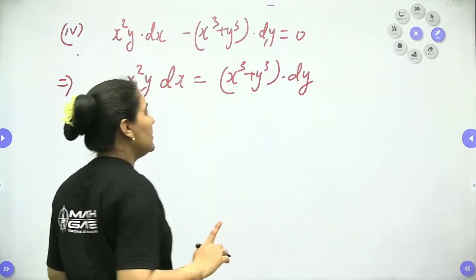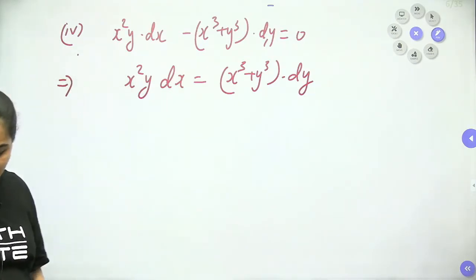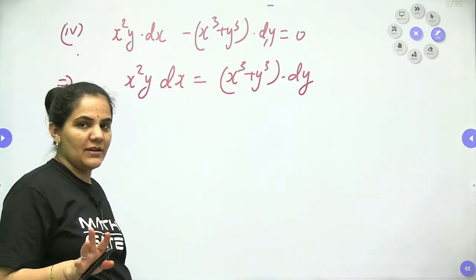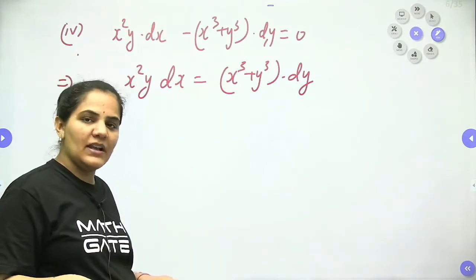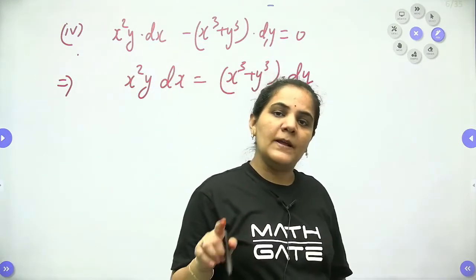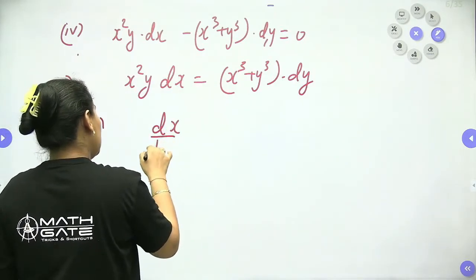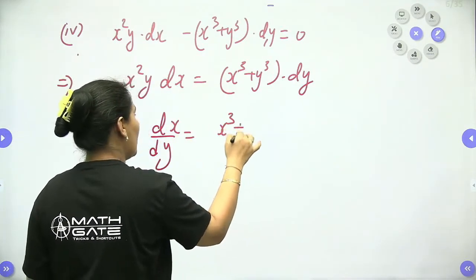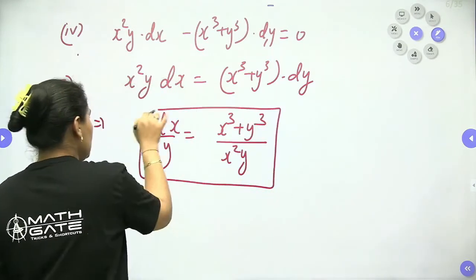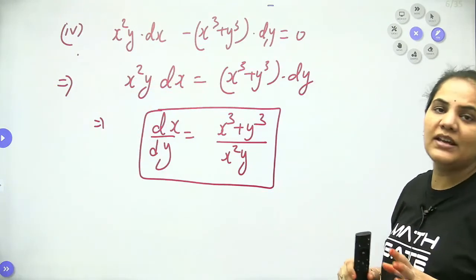Yes, now here you have a choice, right? Either you can go with the dy by dx form, or you can go with the dx by dy form, but definitely you will get the same answer, dear students. In both forms you will get the same answer. So here I will go with the dx by dy form. It's your choice. When you go with the dx by dy form, it will be x cube plus y cube divided by x square y, dear students. Yes, exactly. So when you approach it, you can now easily see the numerator and denominator having the same degree, right?